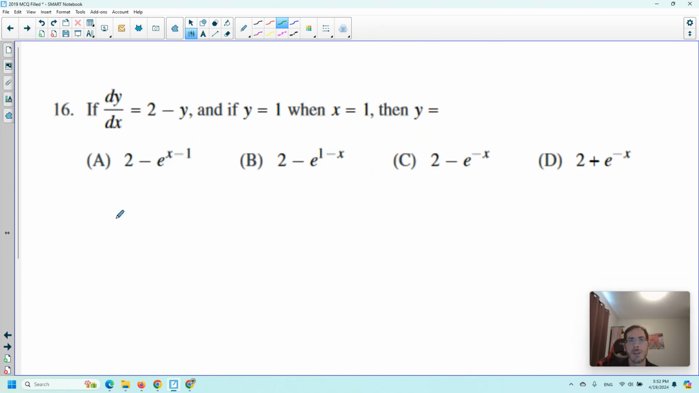All right, 16. dy/dx is 2 minus y. If y is 1 when x is 1, then y equals. All right, so it looks like we're trying to figure out our original function. So we're given dy/dx. We want to find an original function.